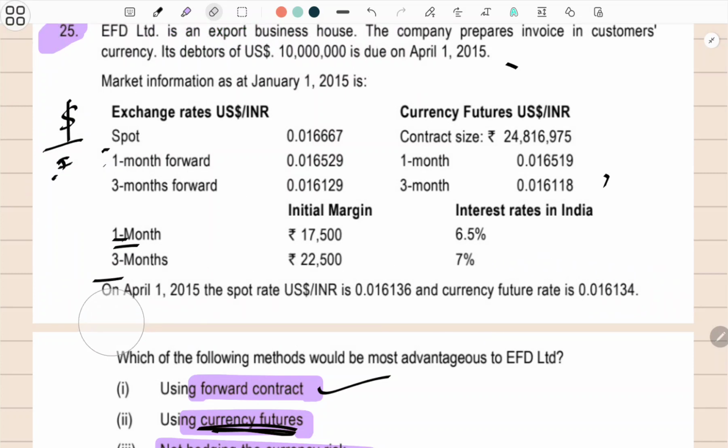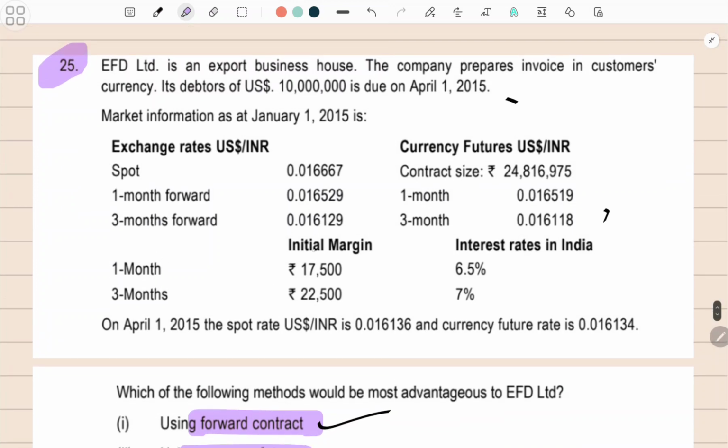Right, so the initial margin is right here. This is something that you have to pay on the spot, and this is only payable in case of futures, and this is on the basis of number of contracts. So for that, we need the number of contracts. Are you able to understand why we need it, and why not in forward, only in future?